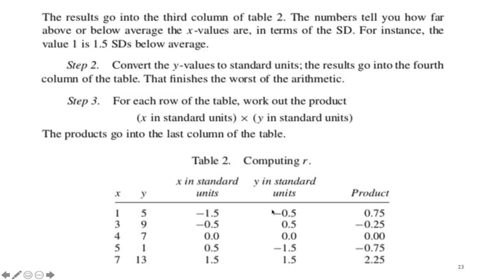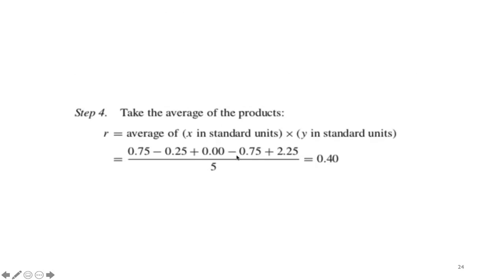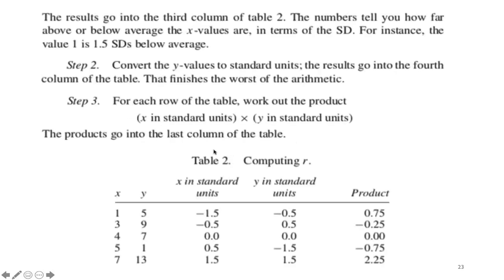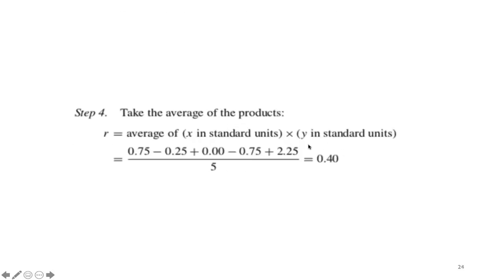So negative 1.5 times negative 0.5 is positive 0.75. So you multiply straight across. And then lastly, we find the average of this last column, which is our correlation coefficient. So the average of the last column is adding all these numbers, divided by 5. There's 5 entries. And then that's the correlation coefficient.